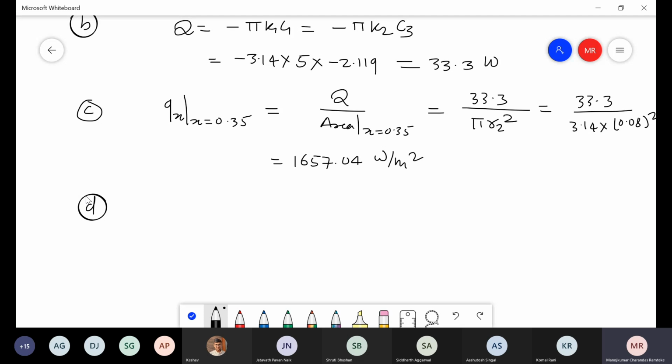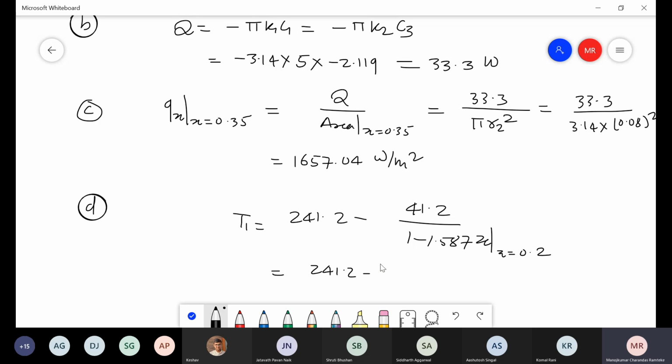Okay, so temperature we can directly find out from the temperature distribution, isn't it? So temperature distribution T1 we already know. T1 we can write down as 241.2 minus 41.2 divided by 1 minus 1.587 x, and this x should be equal to 0.2, correct? So if I put the values here, I should get the temperature T1 at the boundary.